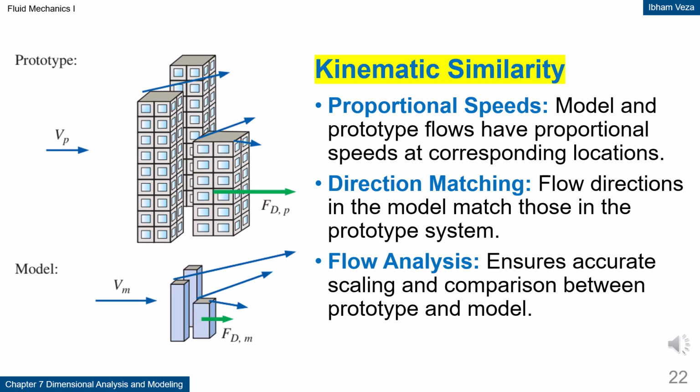Kinematic Similarity. Kinematic similarity means that the flow pattern in the model and the prototype has the same geometric shape. The velocities at corresponding points must be proportional to each other. In addition, the flow directions in the model must match those in the prototype. If these conditions are satisfied, the trajectories of fluid particles will be similar in both systems. This concept becomes one of the important requirements before discussing dynamic similarity.